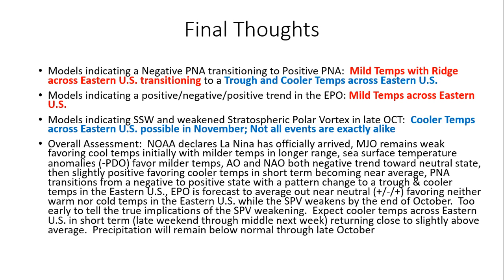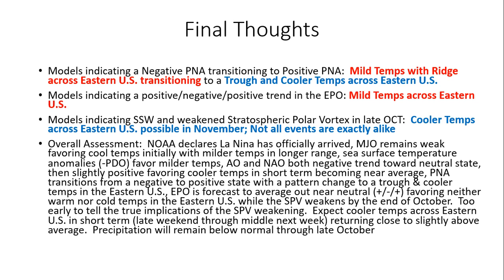The overall assessment based on tonight's teleconnections: again, NOAA declares the La Nina has officially arrived. They just put out a message recently, I believe it was yesterday, and so it's here. The MJO remains weak, favoring cool temperatures initially, with milder temperatures in the longer range as we move into phase 3, if that pans out in the forecast. And then sea surface temperature anomalies with a negative PDO favor milder temperatures for the eastern U.S. The AO and NAO, again, are moving toward a neutral state and slightly positive.